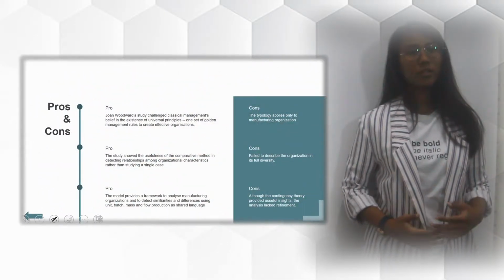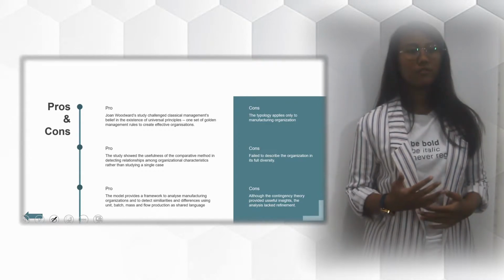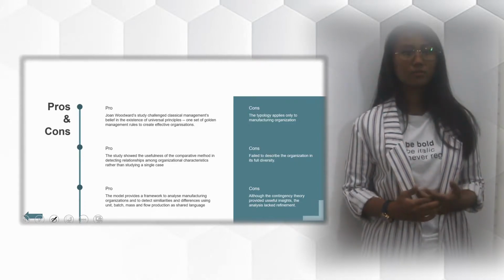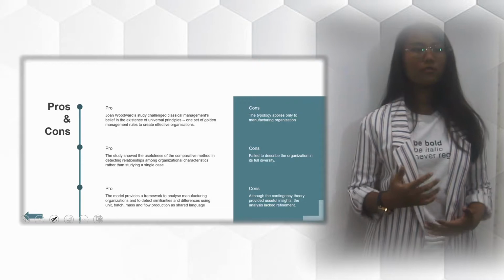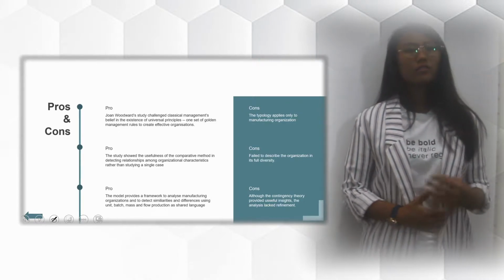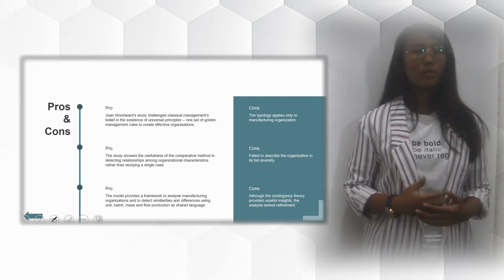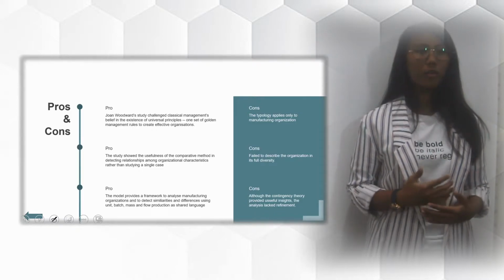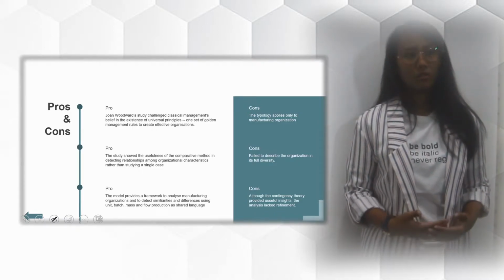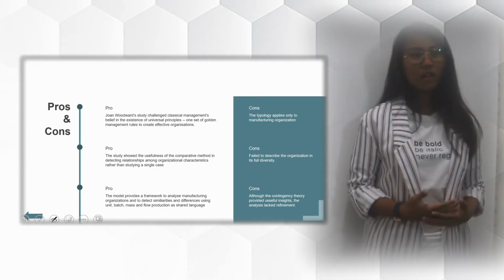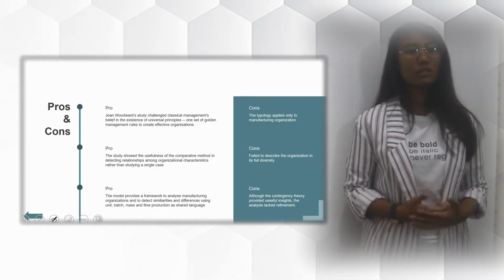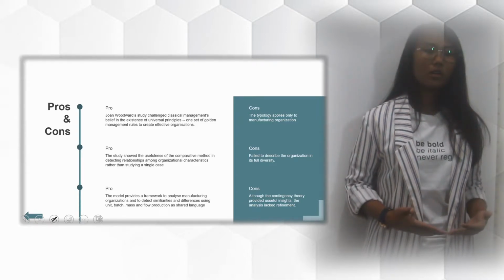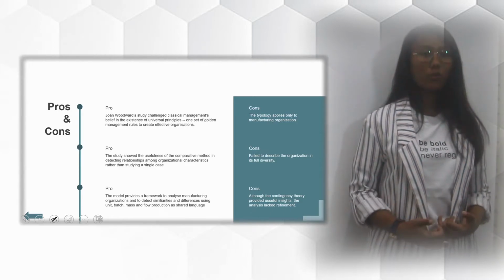So John Woodward's study challenged classical management's belief in the existence of universal principles, one set of golden management rules to create effective organizations. The study showed the usefulness of the comparative method in detecting relationships among organizational characteristics rather than studying a single case. The model provides a framework to analyze manufacturing organizations and to detect similarities and differences using unit, batch, mass, and flow production as shared language.